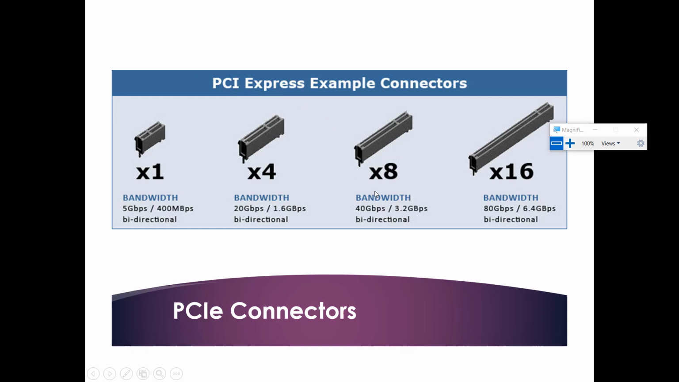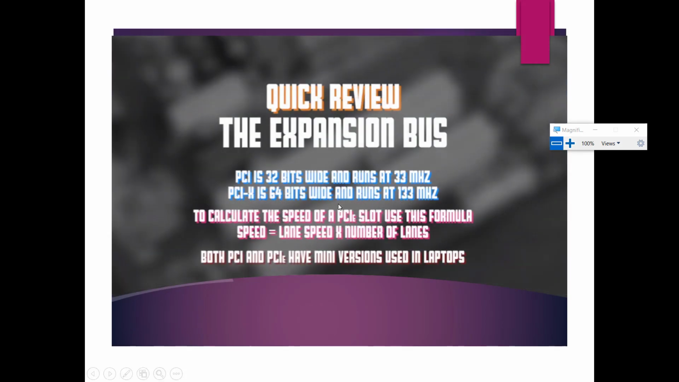So guys, we try to relate what we are understanding from the hardware we have in front of us. There's a quick review there. The expansion bus PCI is 32 bits wide and runs at 33 megahertz. PCI-X is 64 bits wide and runs at 133 megahertz. To calculate the speed of a PCIe slot, use this formula: speed equals lane speed times number of lanes. Now lanes are how many of these you have here. 1, 2, 3. Some motherboards have 4 of them on the server side.